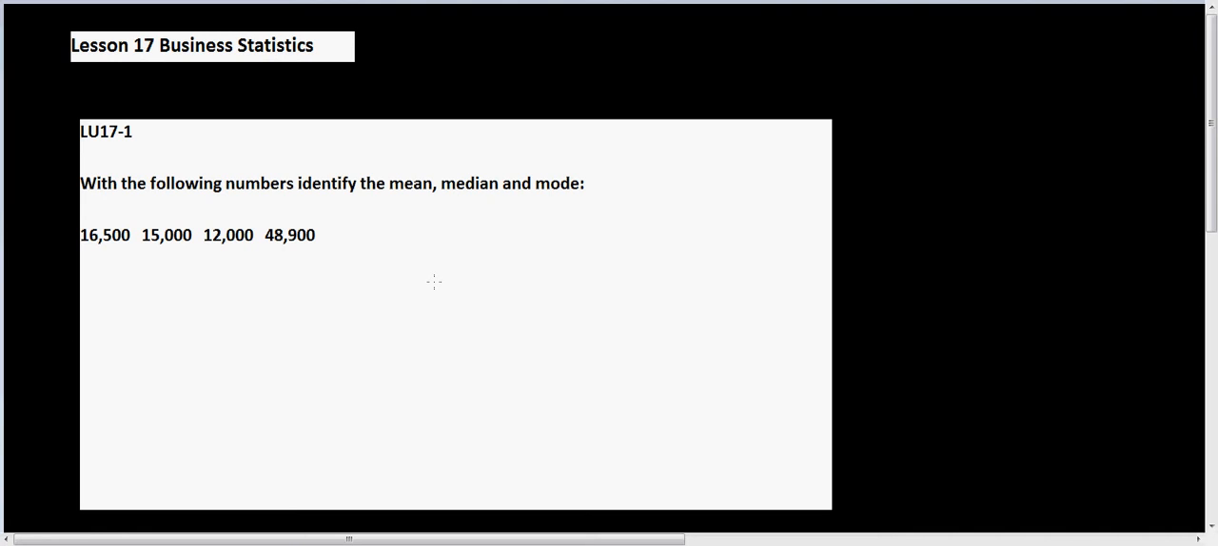All you're going to do to calculate your mean is add up all the numbers in your data, and then divide it by the number of data items. So in this case, we're going to take 16,500 plus 15,000 plus 12,000 plus 48,900 and divide that by 4 items. So our mean is going to equal all of this divided by 4, which is 23,100.